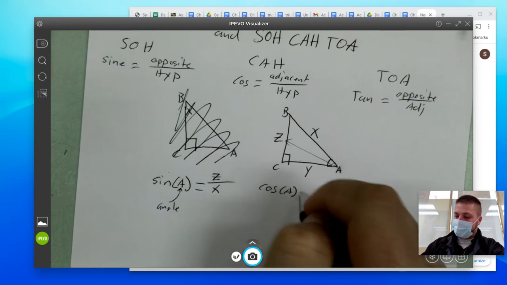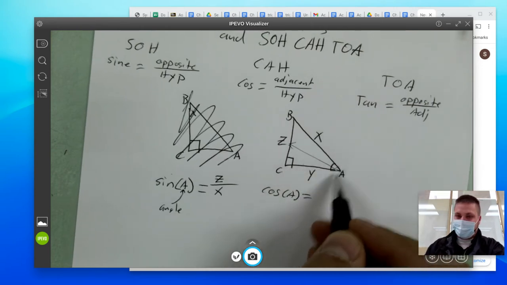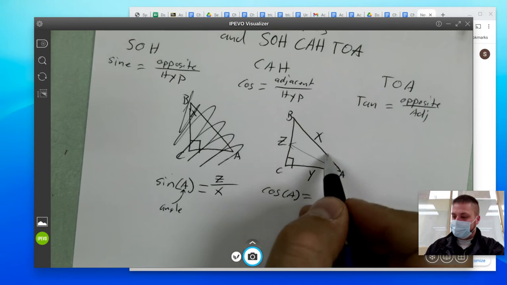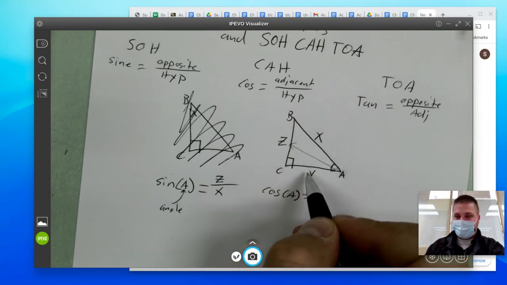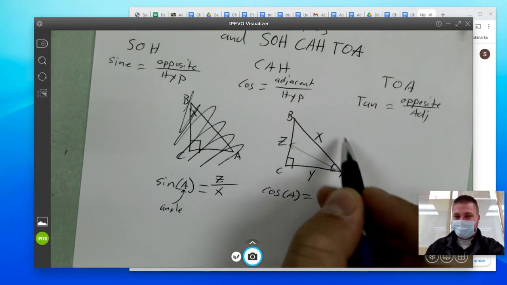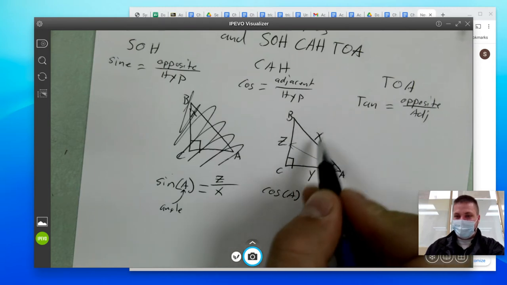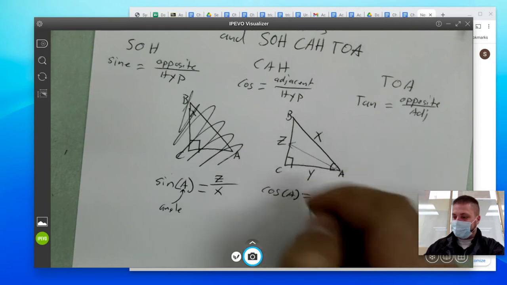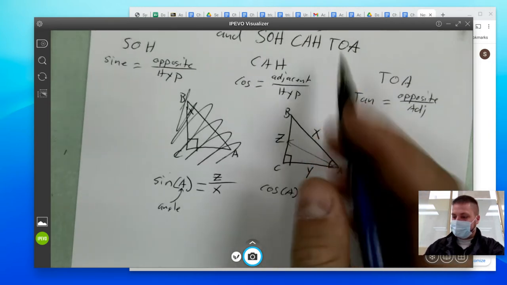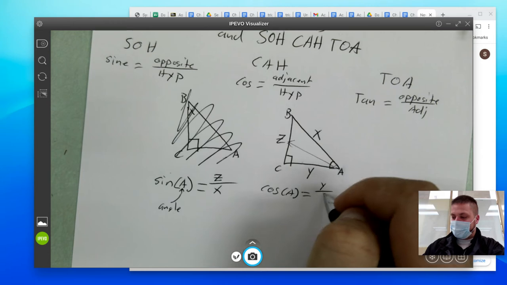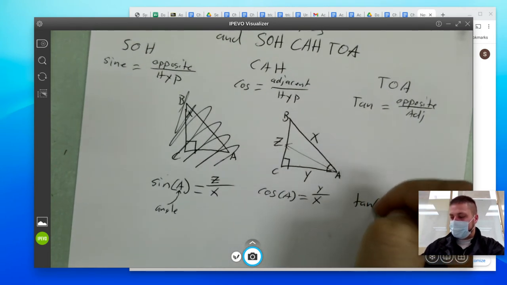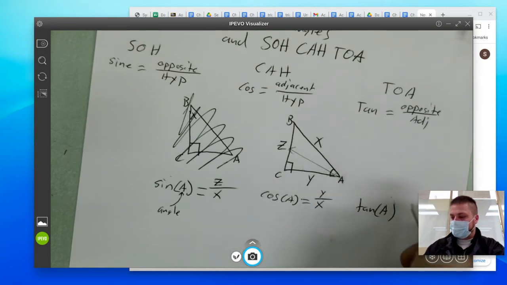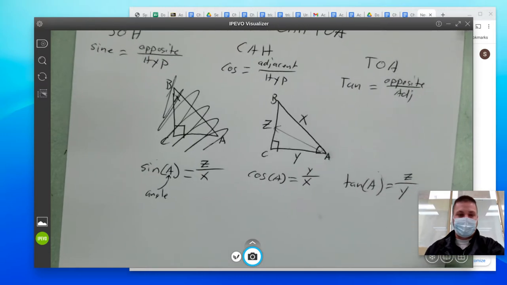The cosine of angle A would be adjacent. Now, two sides are adjacent here. The sides that are adjacent are side X and side Y. So how do you know which side is adjacent? Well, because X is the hypotenuse, so it can't be anything else. So Y is what's adjacent. So the cosine, adjacent over hypotenuse, would be adjacent Y over hypotenuse X. The tangent of angle A would be opposite, again Z, over adjacent, which is Y. And now I've got all these things set up here.